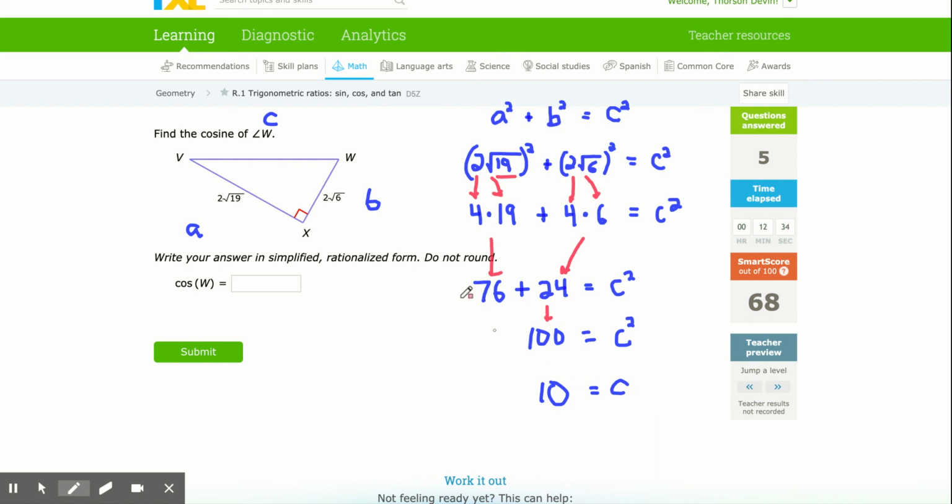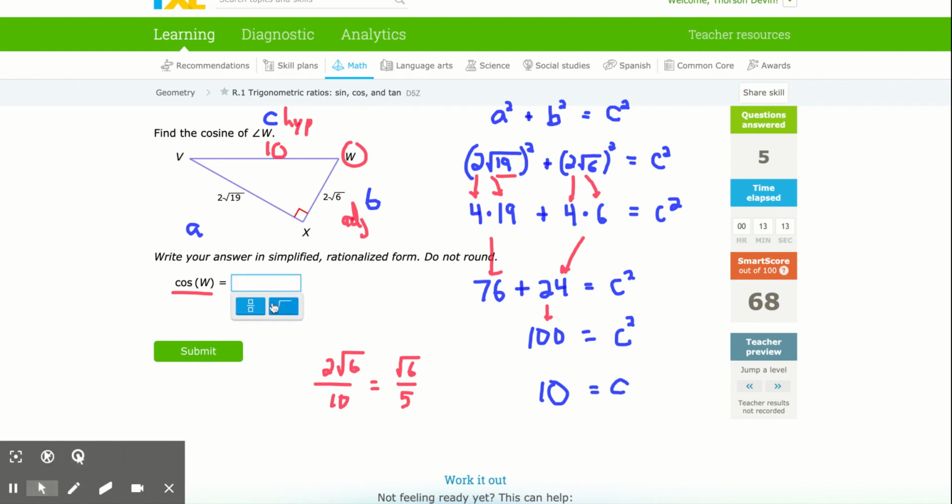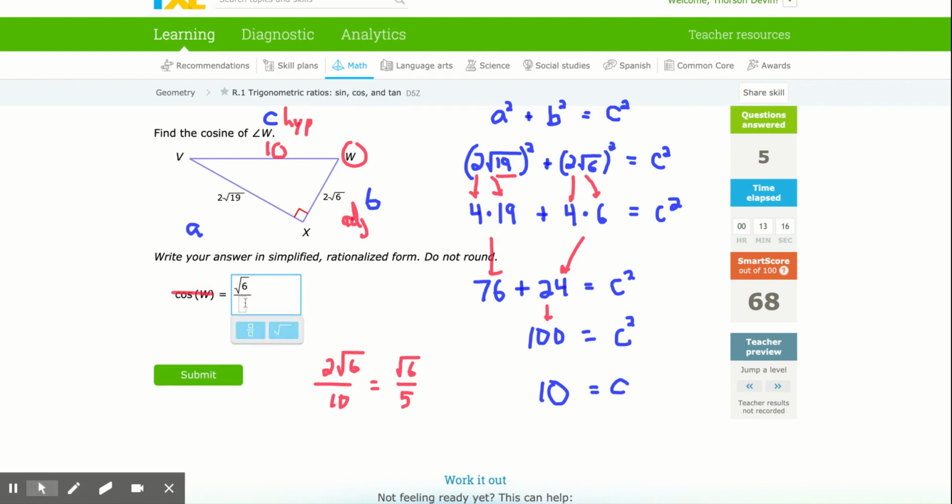C squared being 100, c would have to be 10. So I can write 10 up here. Now I can write the ratio of the cosine of w. Here's w. Cosine of w is the adjacent side, which happens to be this 2 square root of 6, over the hypotenuse, so over 10, and then you just reduce, because 2 goes into 10, and we're left with the square root of 6 over 5. So I come up here and I type in a fraction, square root of 6 over 5.